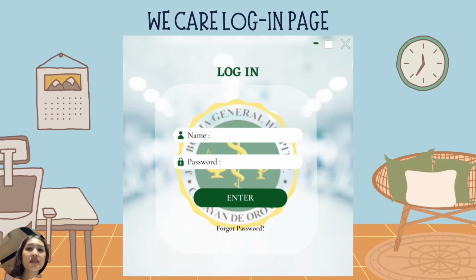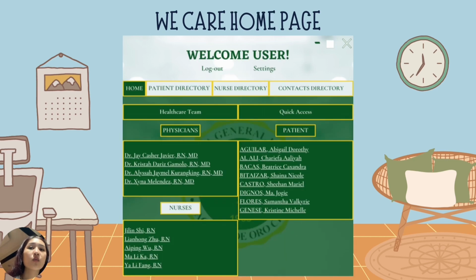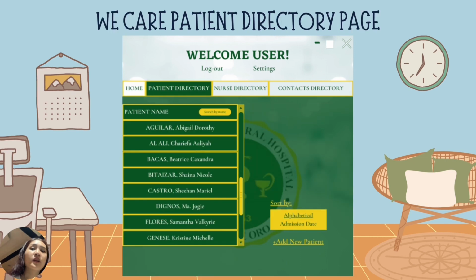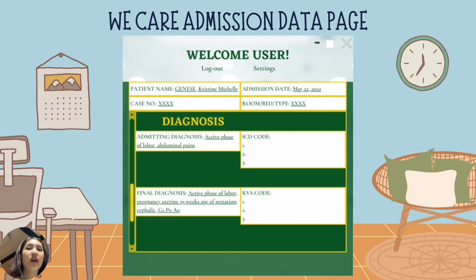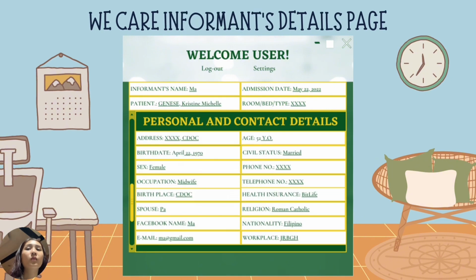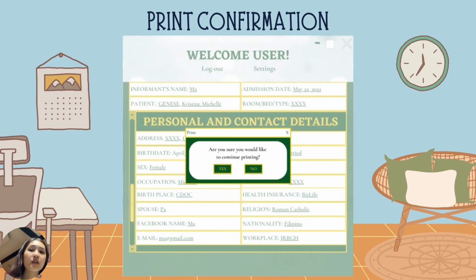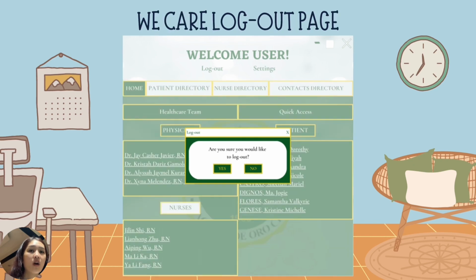We have here the design of our system's user interface, which includes the weCARE login page, weCARE homepage, weCARE patient directory page, weCARE patient's data page, weCARE admission data page, weCARE informant's details page, print confirmation, and our weCARE logout page.